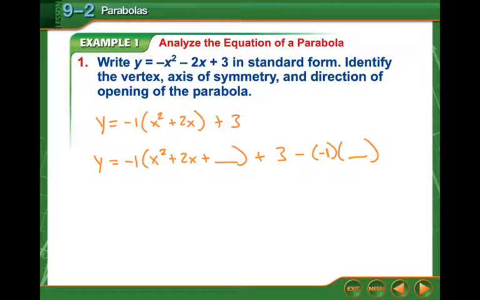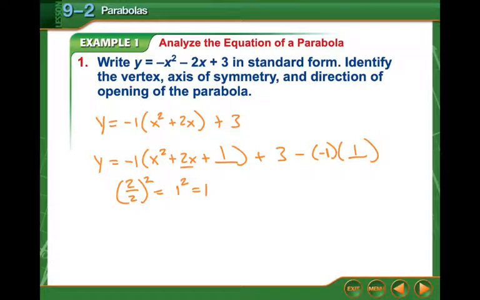So now we need to figure out what our blank is. That's going to take the 2 that's in the middle of our quadratic, divide it by 2, and square it. Well, 2 divided by 2 is just 1, so 1 squared is 1. So both of our blanks are 1.